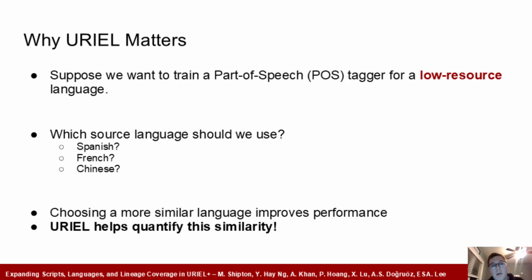So why does this matter in practice? Suppose we want to train a part of speech tagger for a low resource language. A common approach is to transfer from a high resource language, but the question is, which one? If we choose a language that is more similar, we typically get better performance. URIEL and URIEL+ help us quantify this similarity in a principled way, rather than relying on intuition. And this is especially important when working with low resource or underrepresented languages.